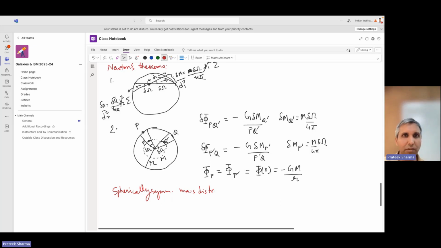So what's the potential? We'll use these two theorems to write down the expression. So phi at a distance r from the center of symmetry of this mass distribution is composed of two terms. One is the potential due to, right, so one is this one.